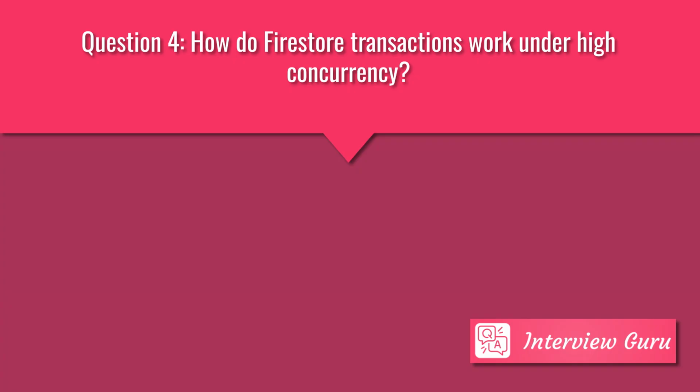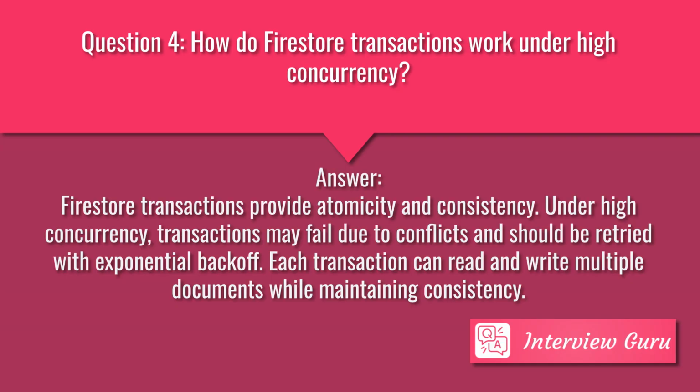Question 4. How do Firestore transactions work under high concurrency? Firestore transactions provide atomicity and consistency. Under high concurrency, transactions may fail due to conflicts and should be retried with exponential backoff. Each transaction can read and write multiple documents while maintaining consistency.